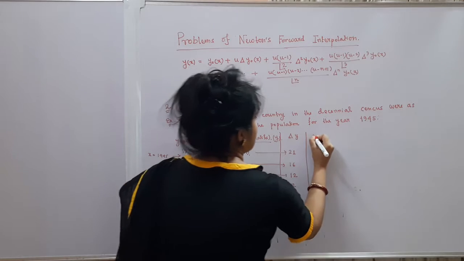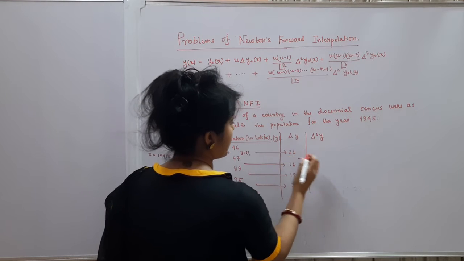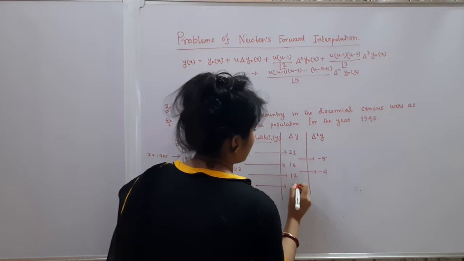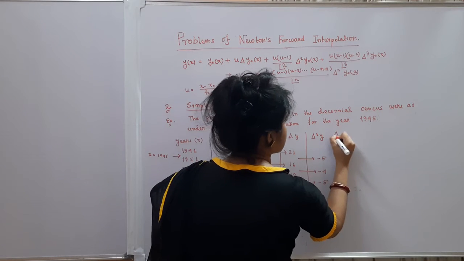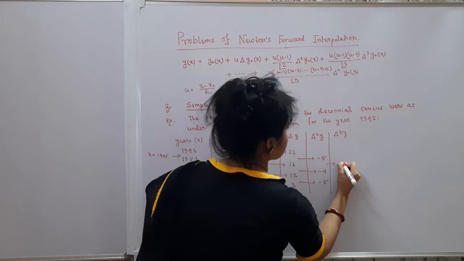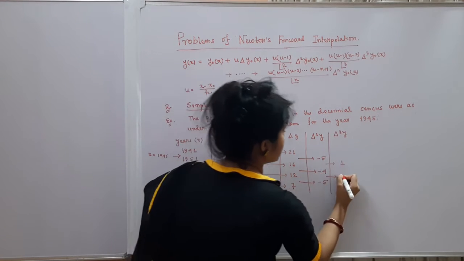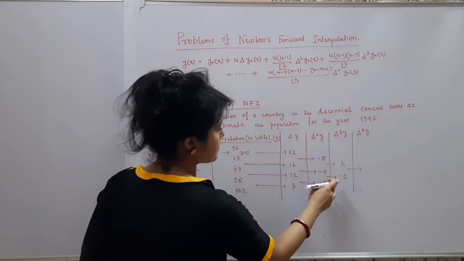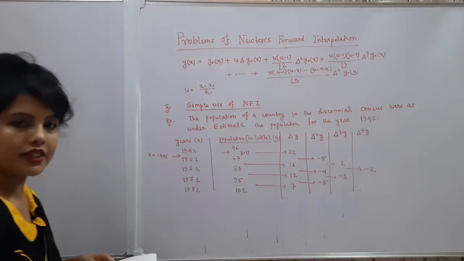Okay. Now what is delta square y? Delta square y is 16 minus 21, that is minus 5, 12 minus 16, that is minus 4, and 7 minus 12, that is minus 5. Okay. Similarly, delta cube y, minus 4 minus minus 5, that means plus 1, and minus 5 minus minus 4, that means minus 5 plus 4 is minus 1. Then delta 4y is minus 1 minus 1, that is minus 2. So this is the difference table for this problem.